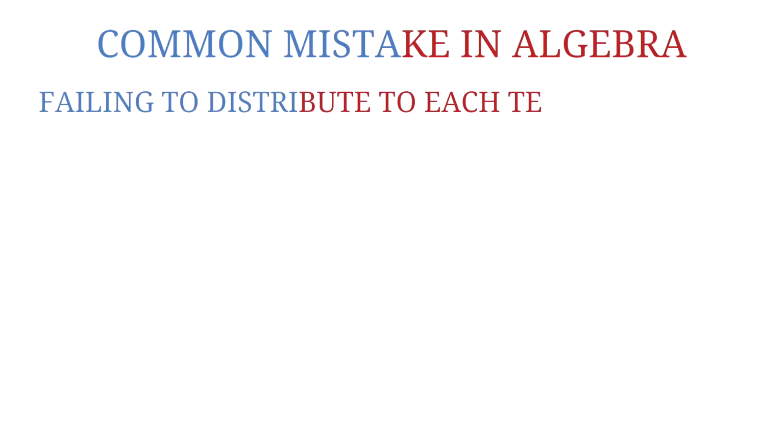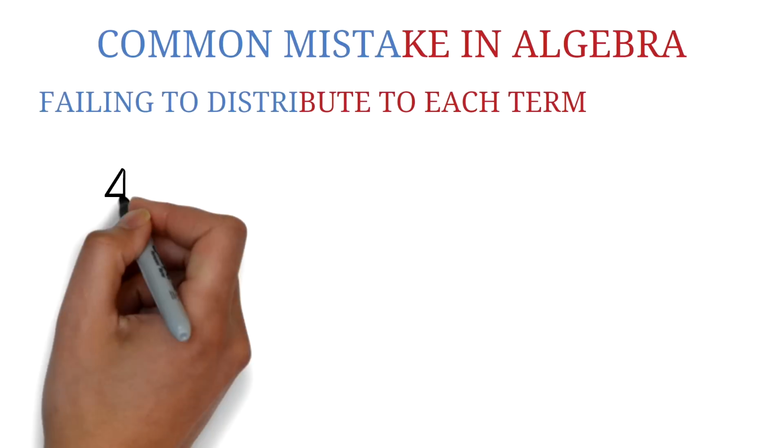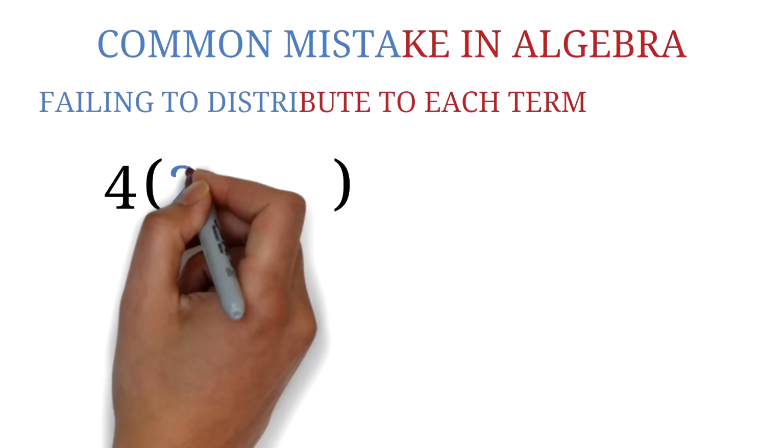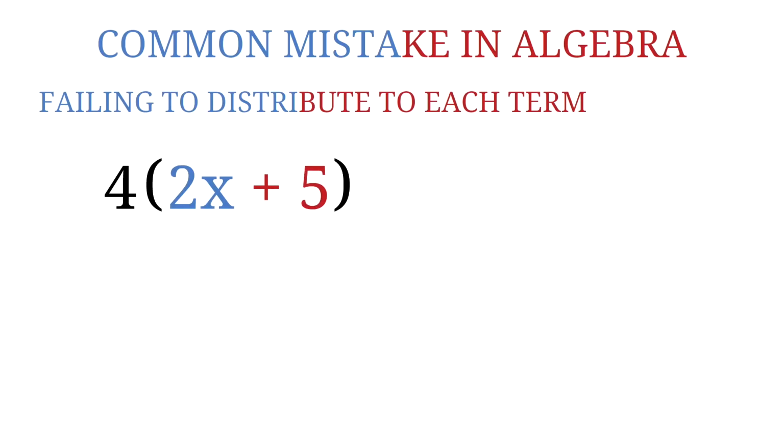Next, a foundational mistake that happens even before you get to combining or canceling. Number 8. Failing to distribute to each term. So let's take a look at an example. 4 times, in parentheses, 2x plus 5.